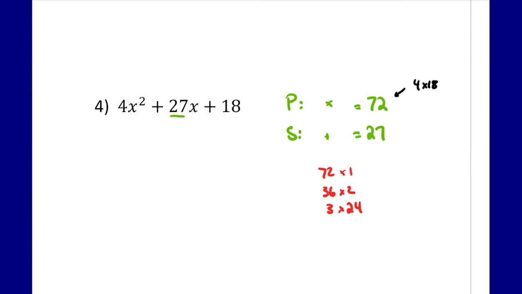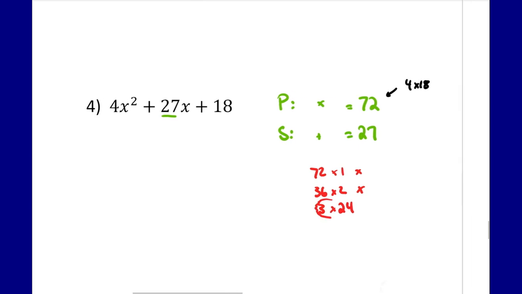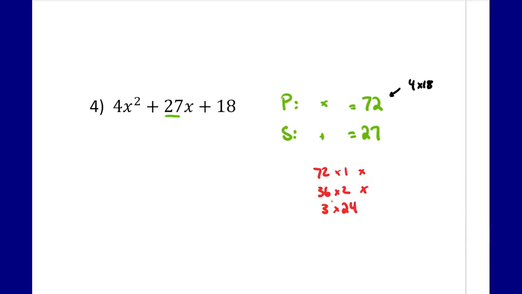So the first one didn't work. The second one didn't work. The third one does work because 3 plus 24 does equal 27. So 3 times 24 is 72. 3 plus 24 is 27.